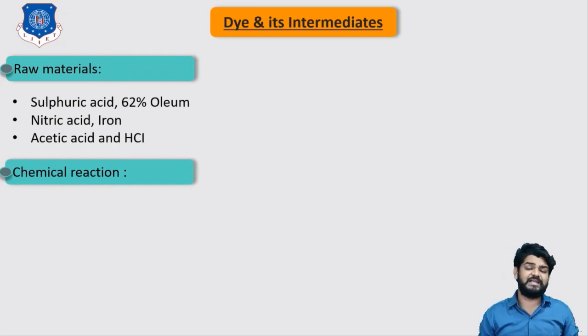Now after saying that, let's just focus on the different raw materials that we are going to require in order to produce Koch acid. These raw materials are very much similar to what we have used in the production of H acid as well. So we are going to require sulfuric acid and 62% oleum in order to get the sulfonation reaction, in order to impart our SO3H group on the naphthalene base. Then we are going to require nitric acid, acetic acid and HCl.